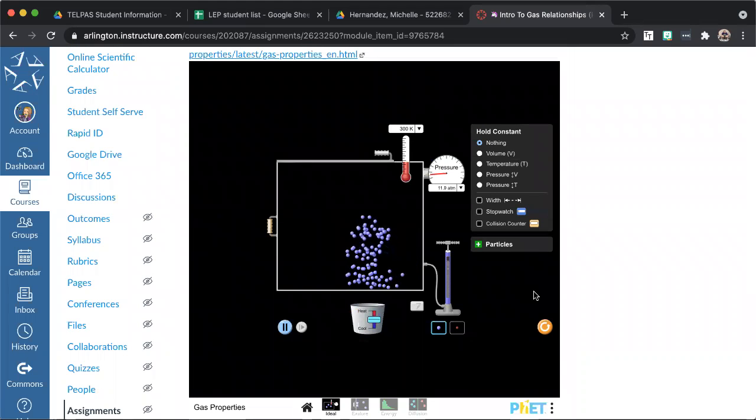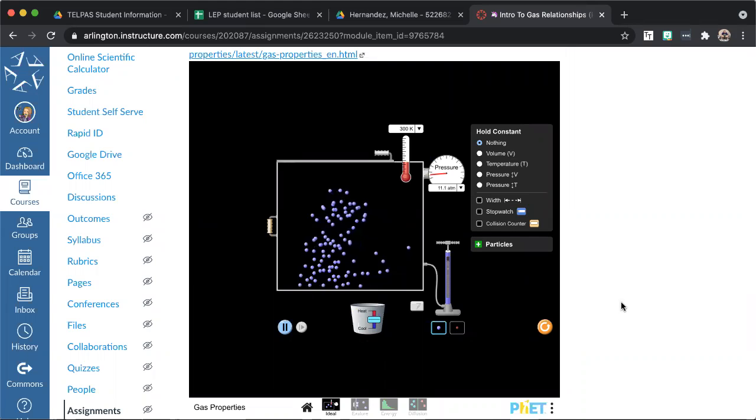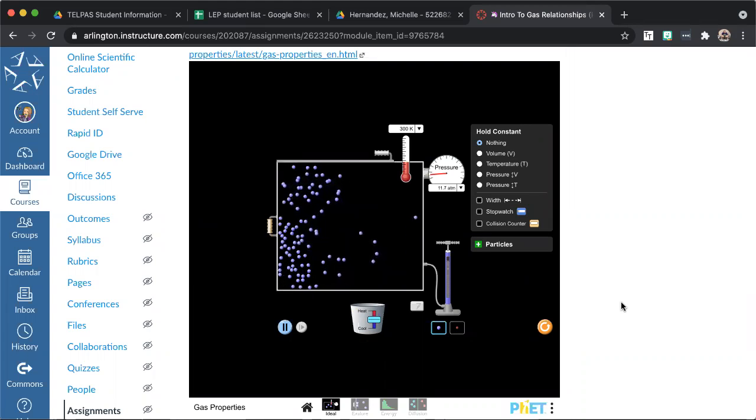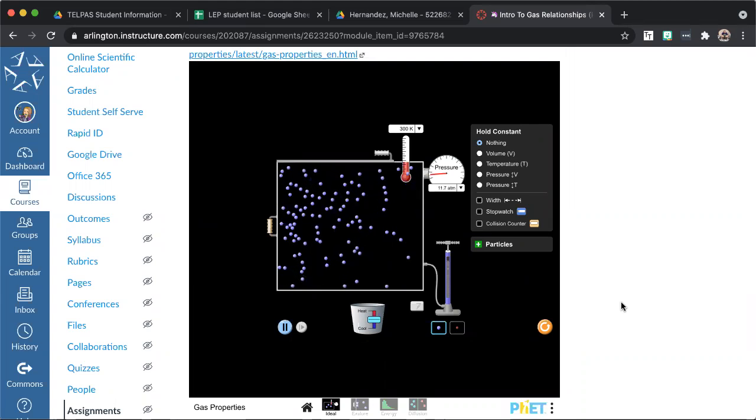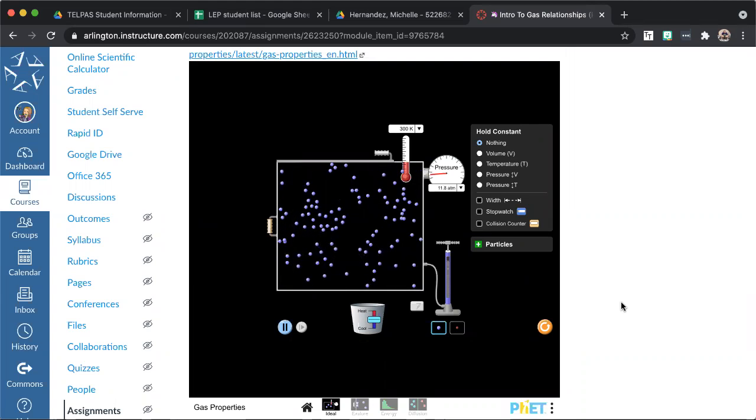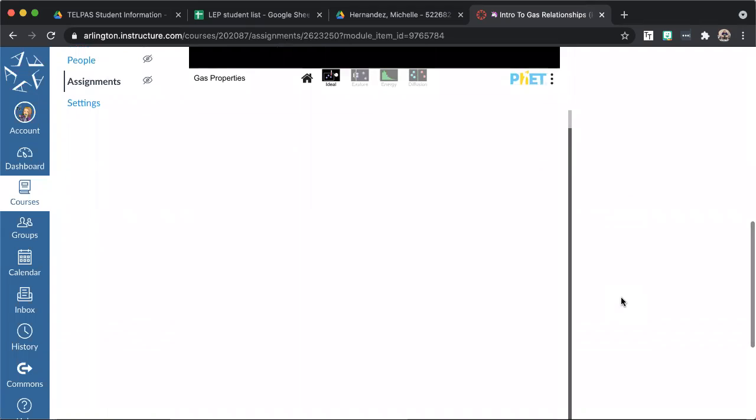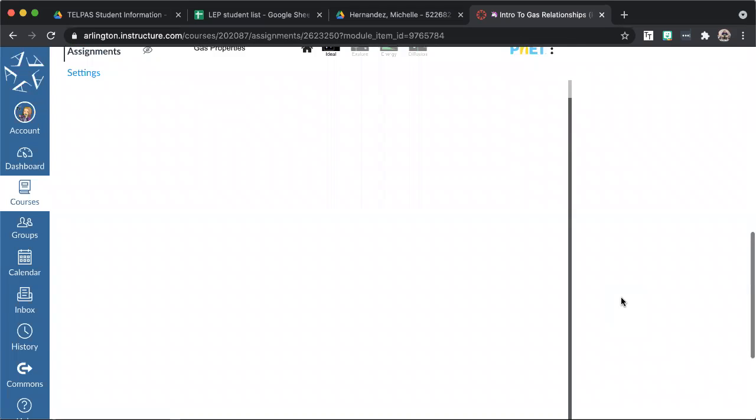So it's putting gas particles into my container, and I can see them moving around, and I can see they collide with the walls, and they're just bouncing around. They're going to collide with other gas particles. Okay, and they're moving. And so when I go back down here, it disappeared.